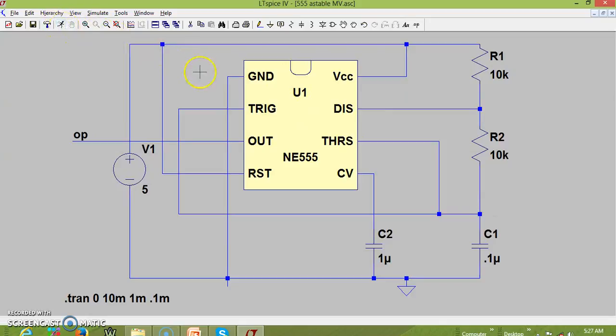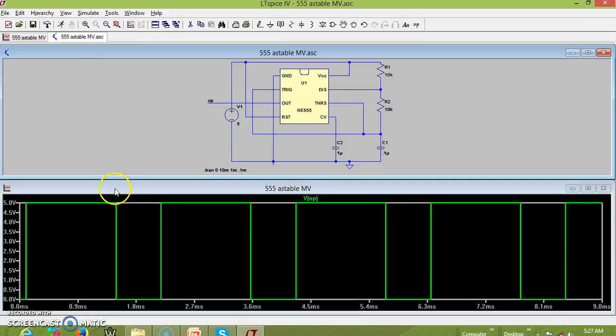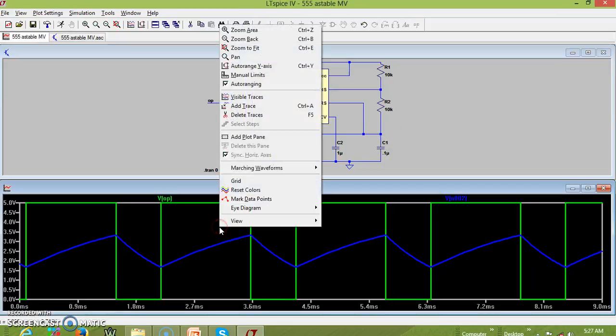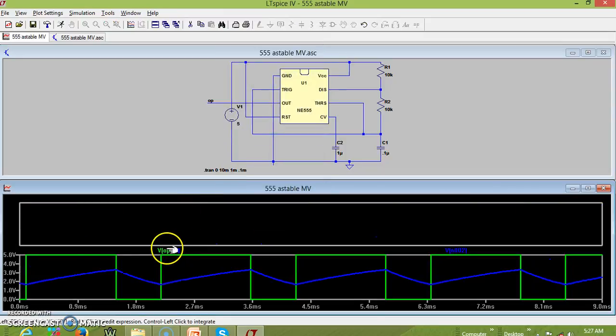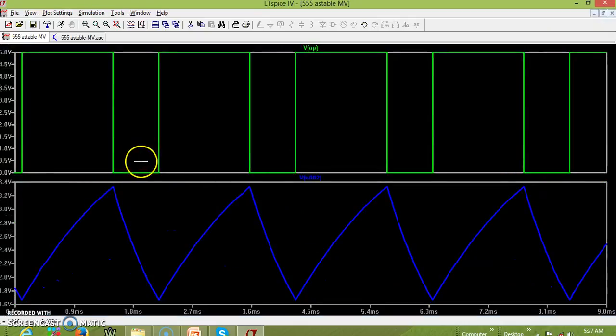So let us see now, we are supposed to get a duty cycle which is more than 50%. Now since on time is more than off time, let us see how we get that. We can also see the capacitor voltage, capacitor charging and discharging. You can see the capacitor is charging from 1/3 VCC to 2/3 VCC.